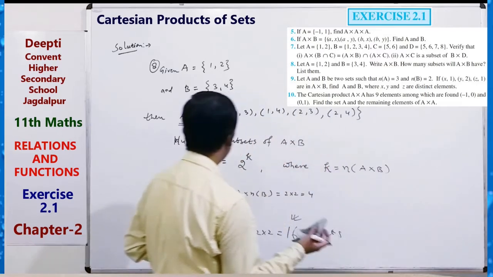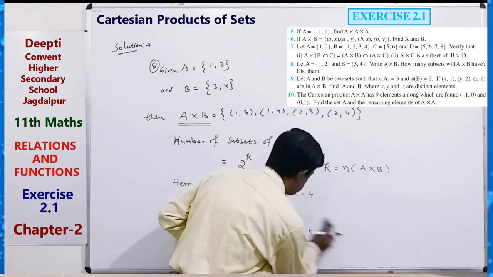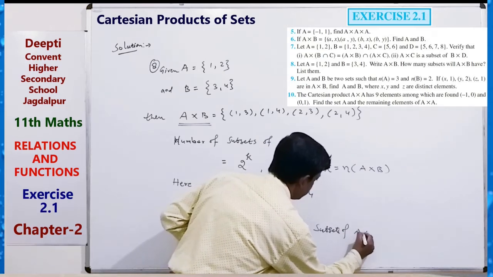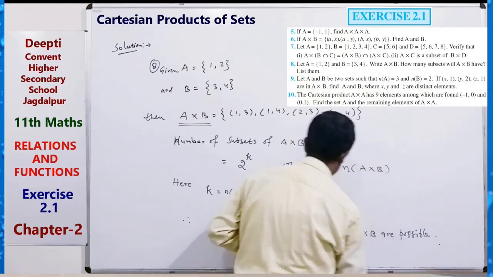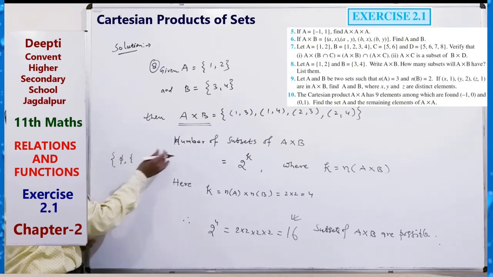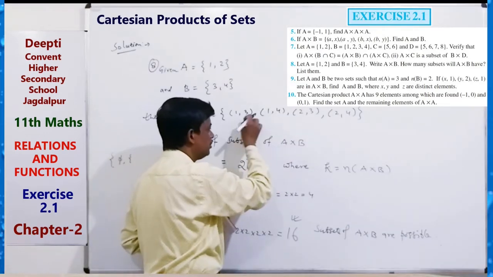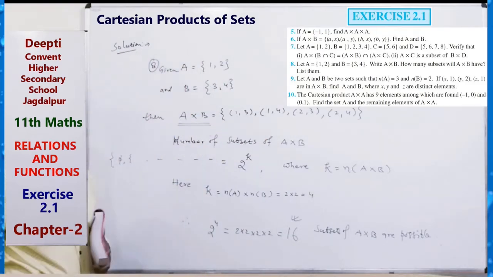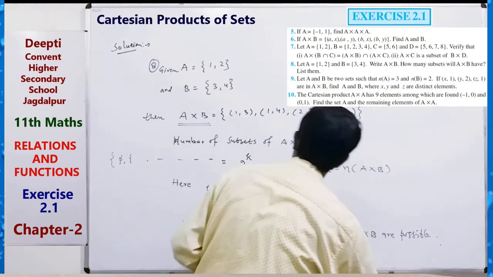How can we list these subsets? 16 subsets of A cross B are possible. In listing, the first subset is the empty set, the second subset takes only one element, then only this, only this, only this, then any of 2, 3, 4, and so on. So you can list all the subsets. How many subsets will there be? 16. This is the solution of question 8.